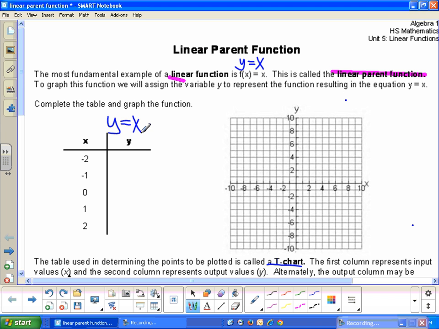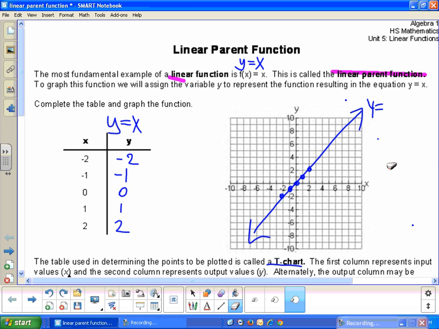And think about it. If y equals x, and x is -2, what's y? -2. Okay, they're equal. If x is -1, what's y? -1. So for our parent function, it doesn't change. Let's plot our point. -2, -2. -1. Here's 0. 1, 1. 2, 2. And we're going to label our graphs on each one of these. And let's write parent right here.